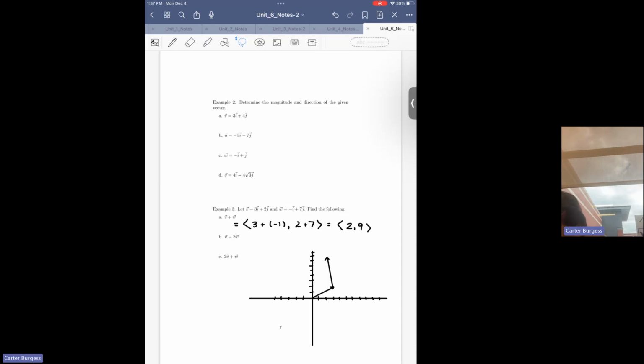And if we ask what is the net change in x, what is the net change in y? Well, from our first vector, we slid over 3. From our second vector, we slid back 1. And from our first vector, we slid up 2. And from our second, we slid up 7. We end up with exactly what we calculated algebraically, that this would be the vector 2, 9.